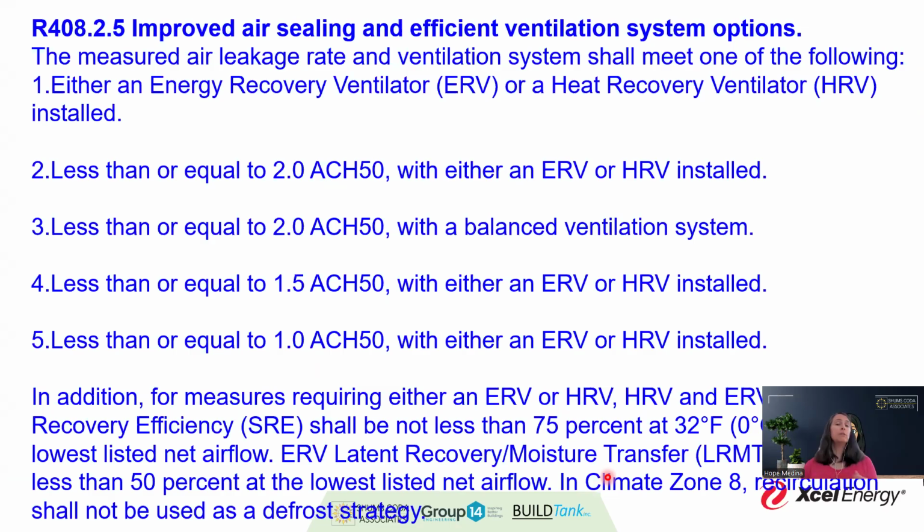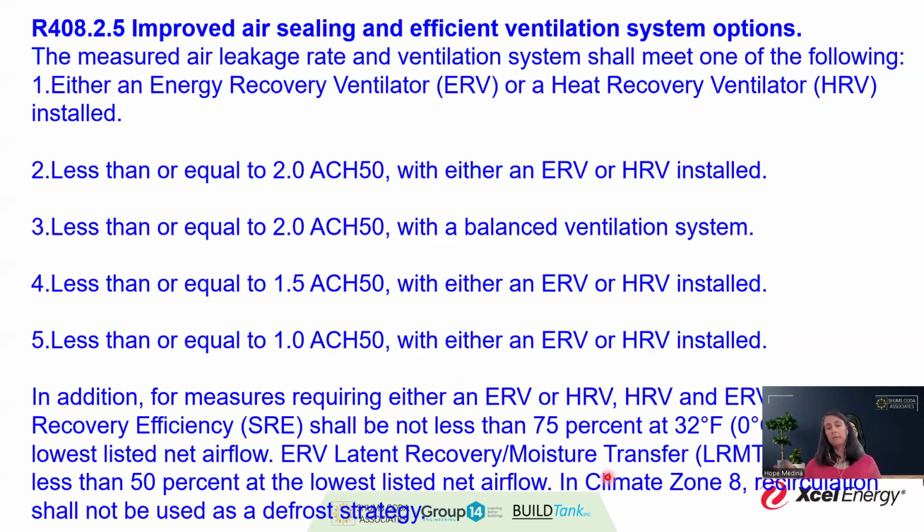And then you also have the ability to do an ERV or an HRV or a balanced ventilation system. Now, if you're installing an ERV or an HRV, it does say that you have to have a sensible recovery efficiency that is not less than the 75% at 32 degrees Fahrenheit. And then you also, for the ERV, you have to have that latent recovery moisture transfer, and that has to show that it's not less than 50% at its lowest listed airflow.